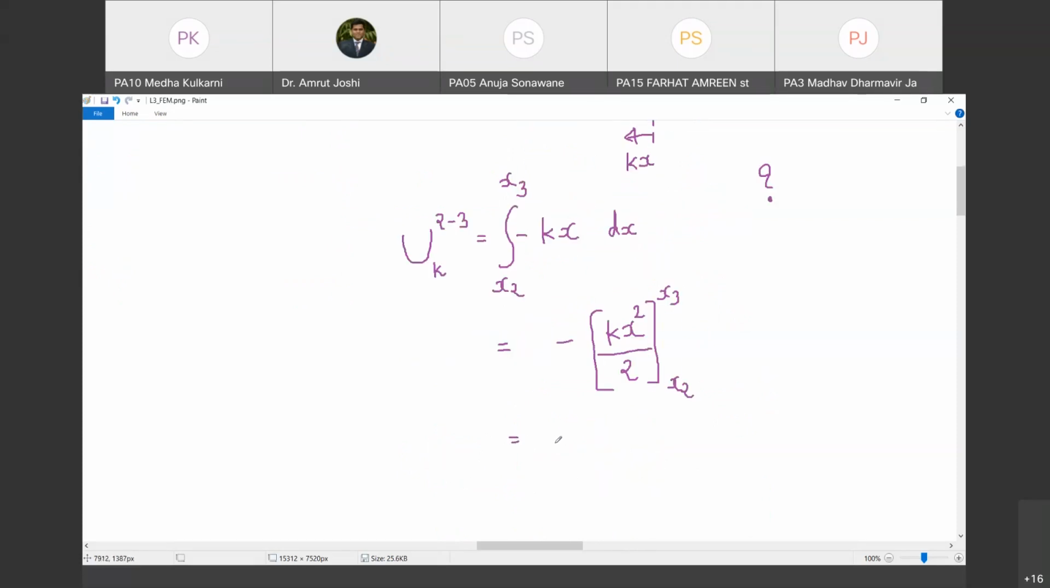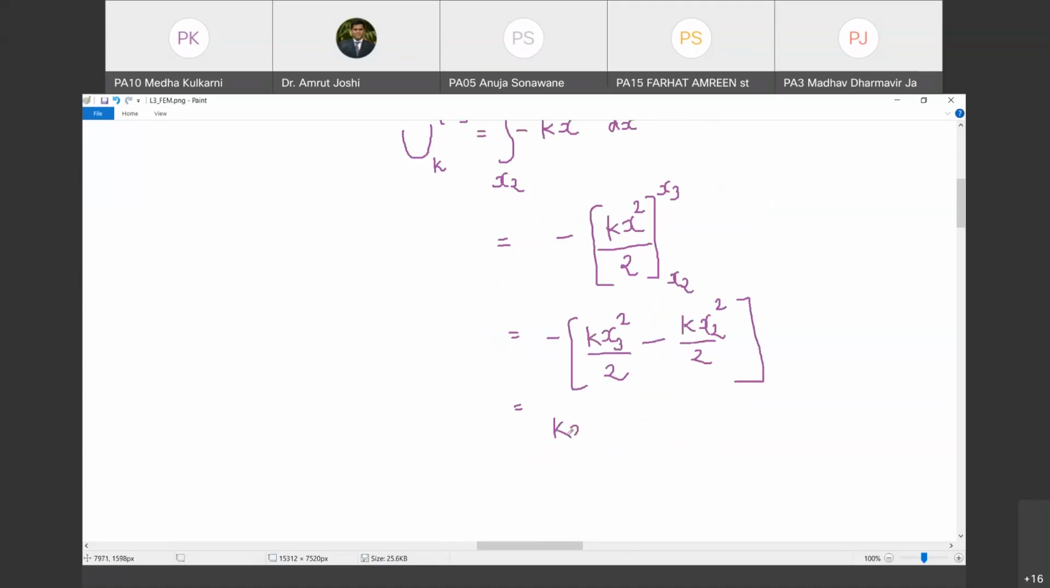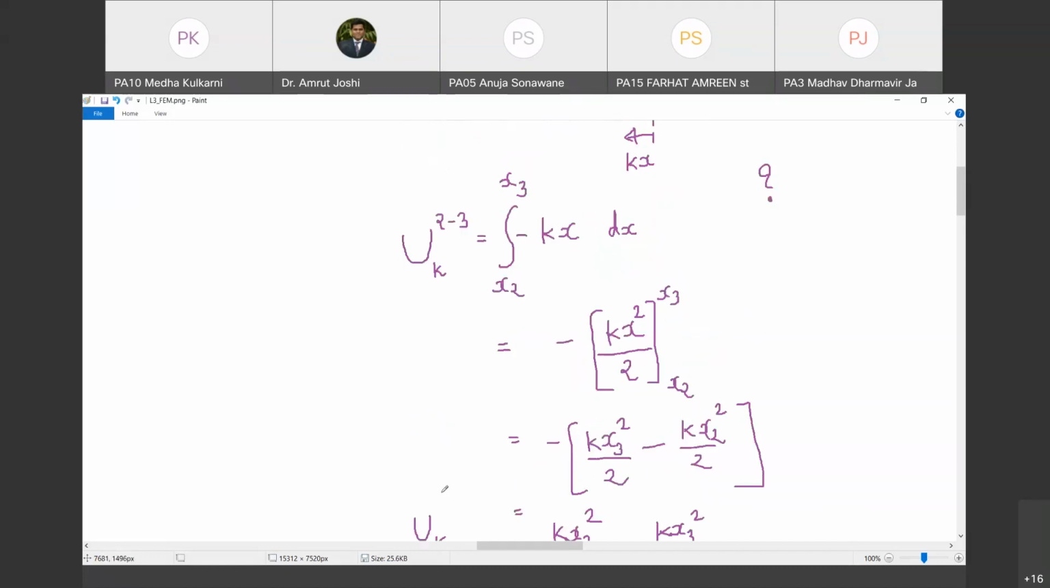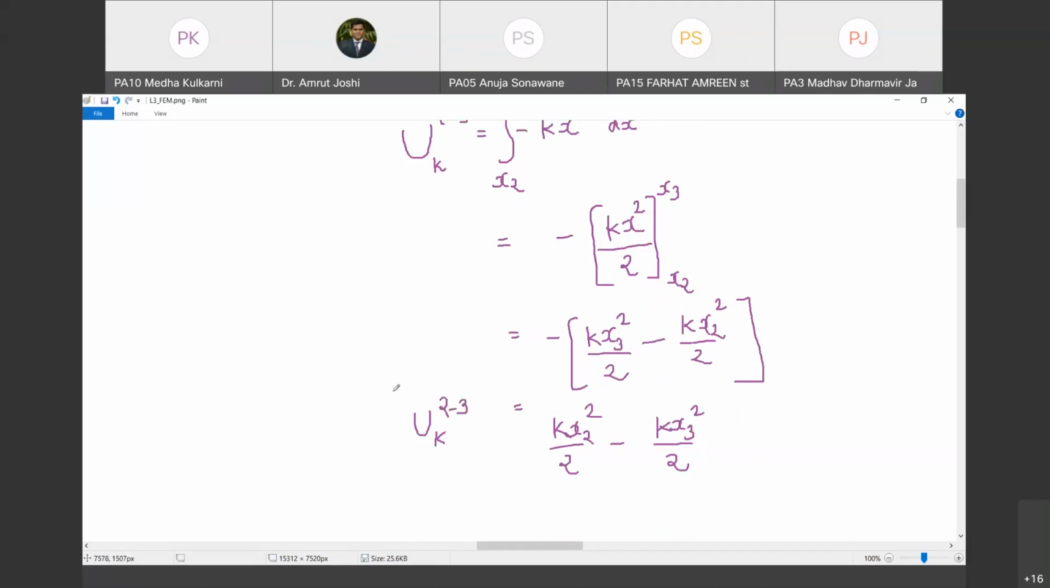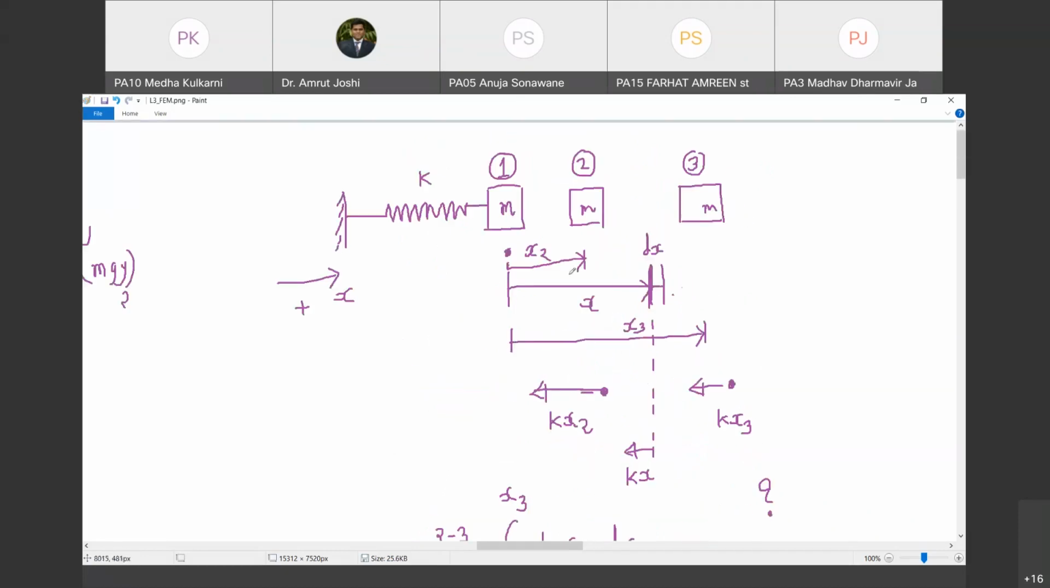And this is x2, this is x3. So can you tell me what it is? Minus kx3 square by 2 minus kx2 square by 2. This minus sign can come inside and it will become kx2 square by 2 minus kx3 square by 2. Agreed? This is the work done by the spring force as the object moves from 2 to 3. Agreed?